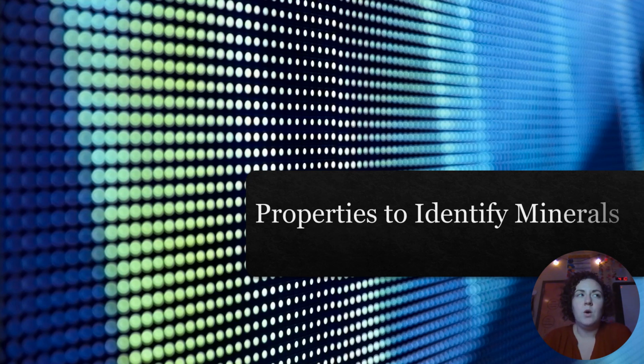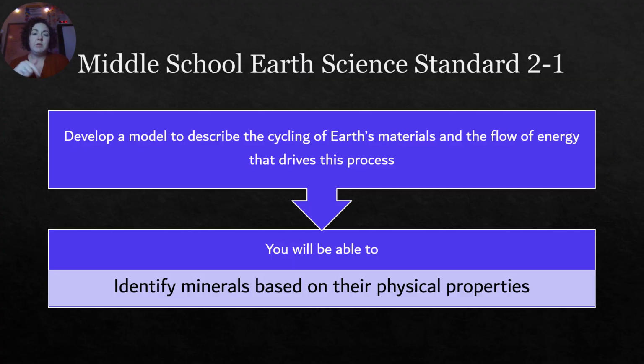So now that we know what makes a mineral, let's talk about the ways that we can actually use these properties to identify which mineral we're actually looking at. We are still working with Middle School Earth Science Standard 2-1, which states that you will develop a model to describe the cycling of Earth's material and flow of energy that drives this process. Basically, by the end of this, you should be able to identify minerals based off of their physical properties.